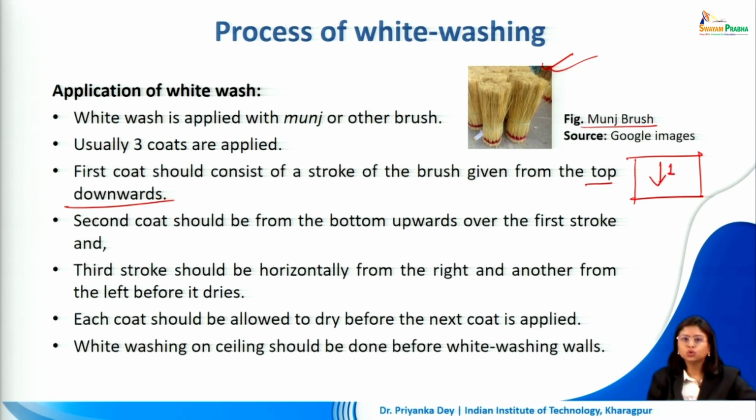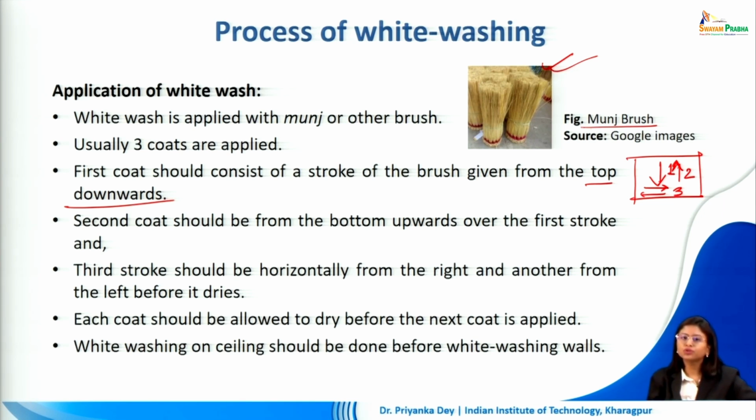The second coat should be from bottom upwards. So the second coat is bottom upwards. The third stroke should be horizontally from right to left, before it dries. So we are doing sideways for the third coat. So top downwards for the first coat, bottom upwards for the second coat, right left horizontal movement for the third coat. We are doing this because we do not want the brush strokes to be visible in the finished surface.